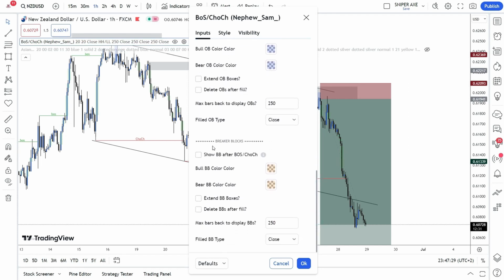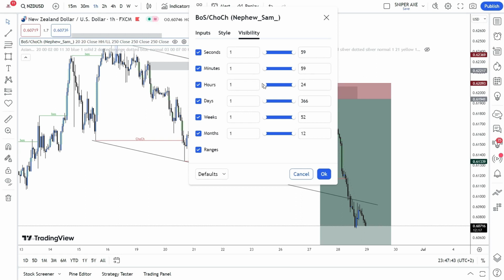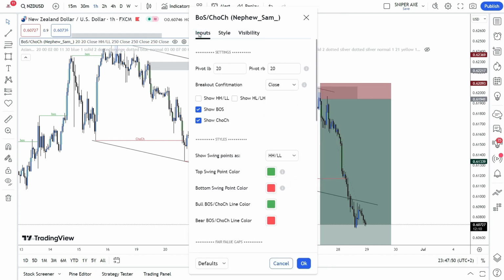You come on BB after George, and I like that. This is a breaker block, whatever. You can test all these things if you want, right? So these are actually the settings. On style, just leave it as it is. Make sure these things are on visibility, just leave it as it is. If you want, maybe you can limit it just to H4, H1, maybe the daily time frame, you can change that, right? But these are the settings that I actually use.